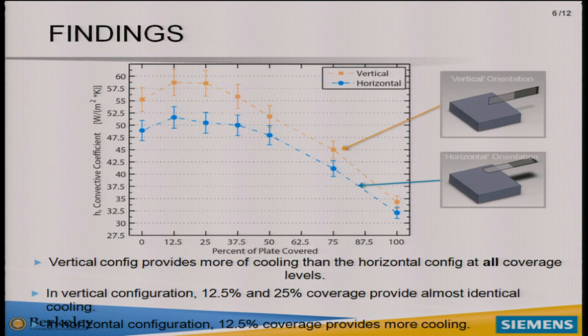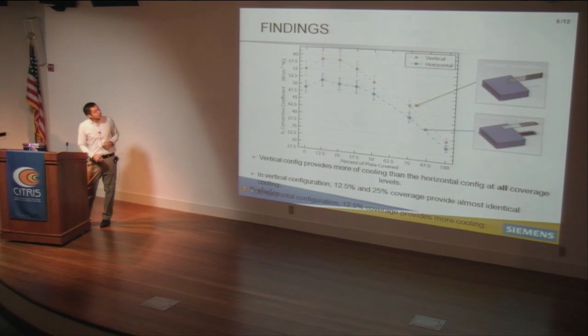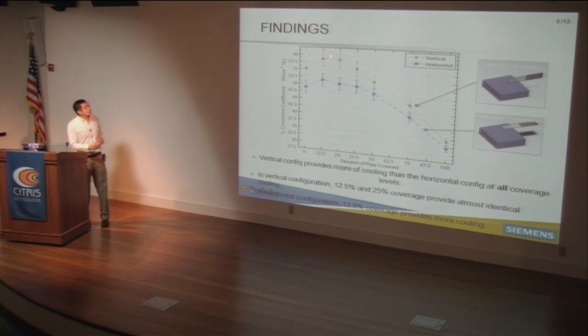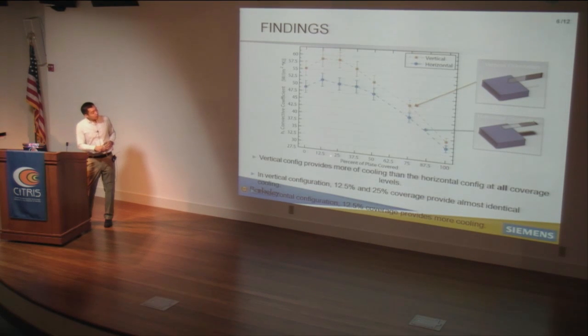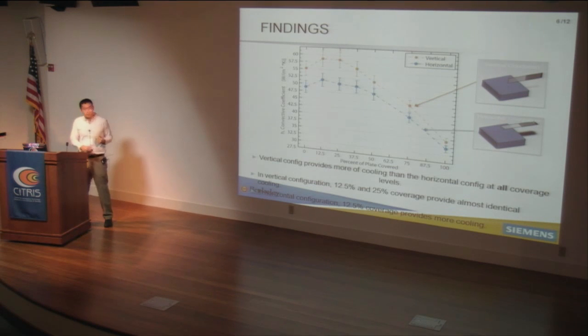In this graph, we have the convective coefficient and the percentage of the plate covered by this piezo fan. These two lines represent both the vertical configuration in this position and the horizontal configuration there. We scanned it around, and what we found is that you get the highest convective coefficient and the most cooling when you have about 12.5 to 25% coverage of that plate. I'll talk about why in a bit.